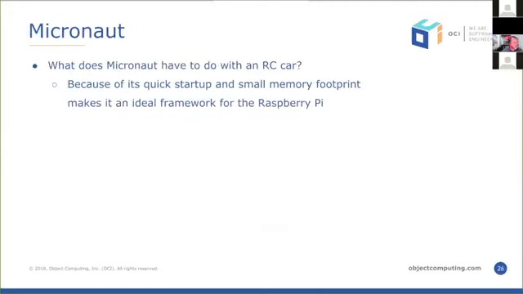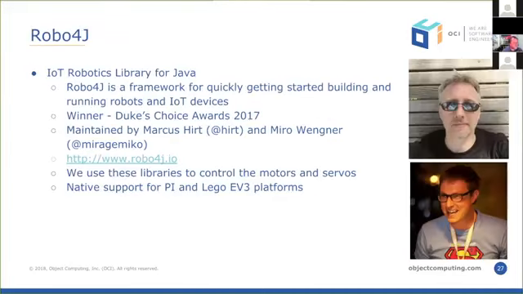So what does Micronaut have to do with an RC car? Well, because it starts so quickly, and it's so small memory-wise, it's a really good candidate to run on the Pi. Obviously, the Pi is no speed demon. It's pretty slow compared to a regular PC. It doesn't have a ton of memory, but it's decent for a small thing. So we made this kind of ideal to try out on this.